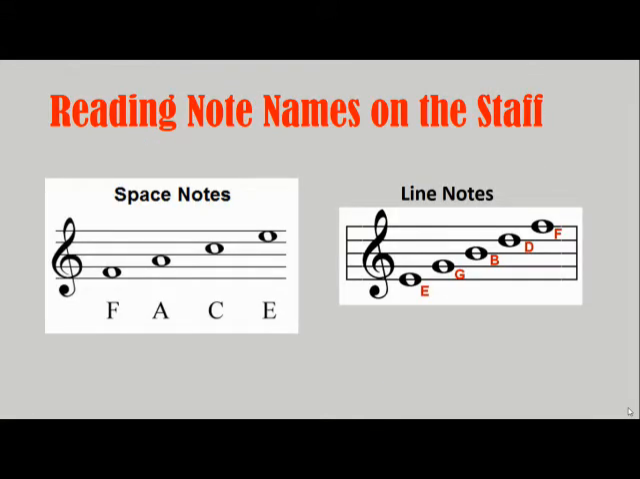So here you see that the space notes from bottom to top spell the word FACE, which makes it nice because it spells a word. And the line notes from bottom to top are E, G, B, D, F.